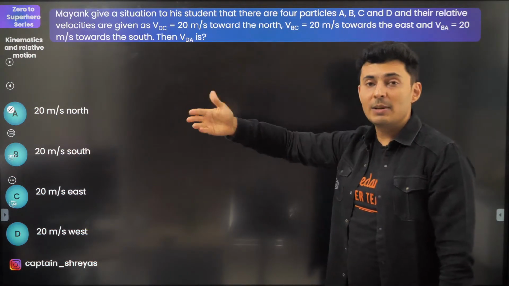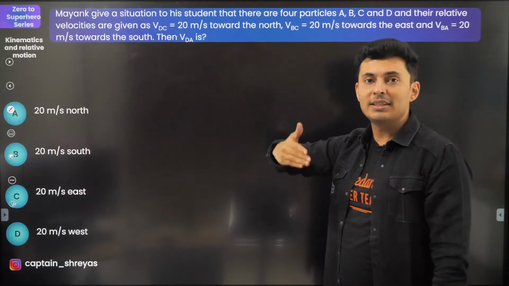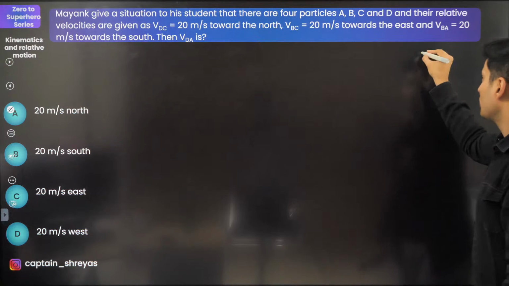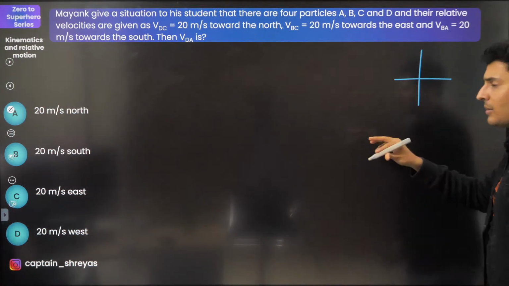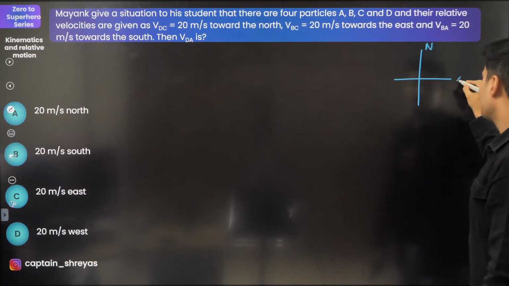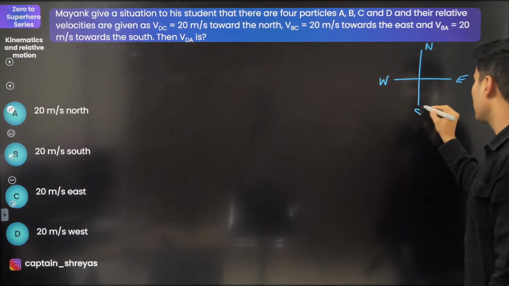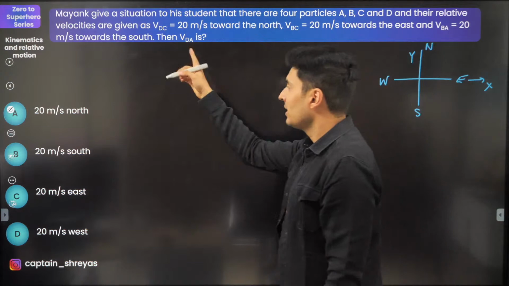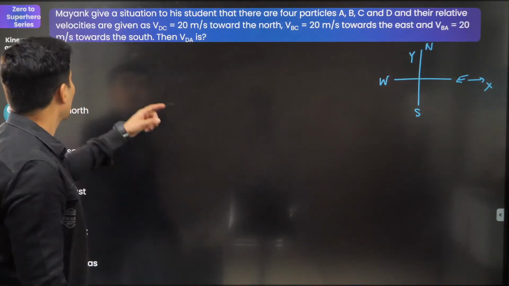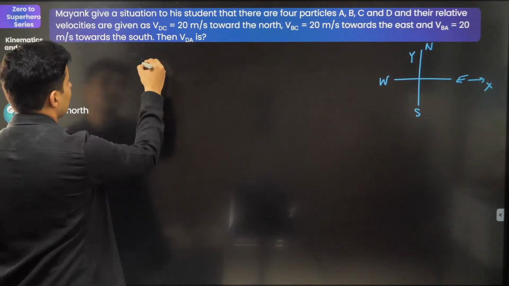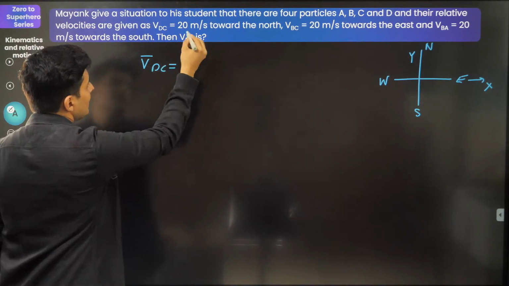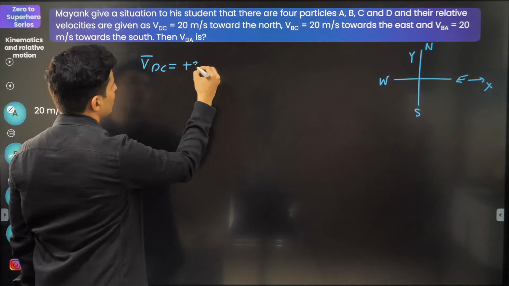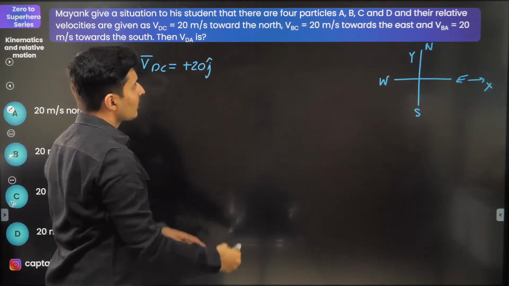Whenever multiple frames are there and the velocities are given with respect to each other, use a simple trick which I am going to show you now. Already had shown you in the notes, but still. This is north, this is east, this is west, this is south. Let's say this is x, let's say this is positive y. Let's see what all is given to us. Velocity of DC, VDC, is 20 towards north, means plus y, so plus 20 j cap.